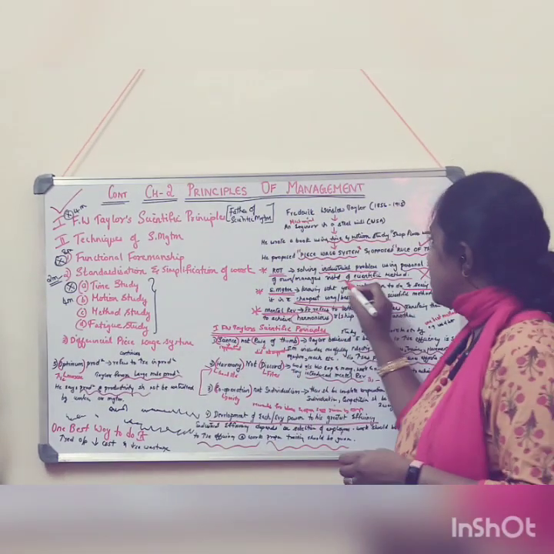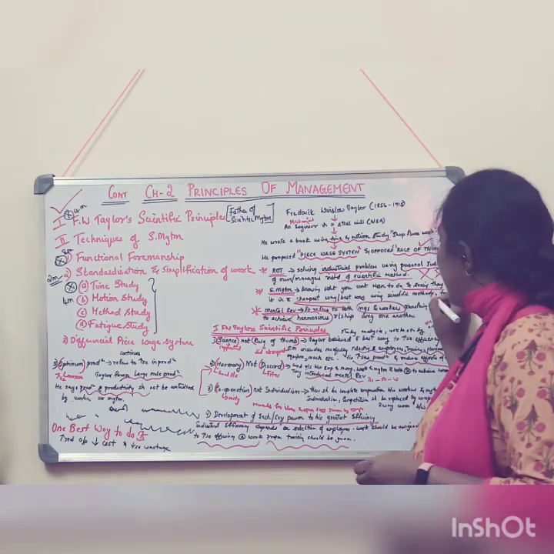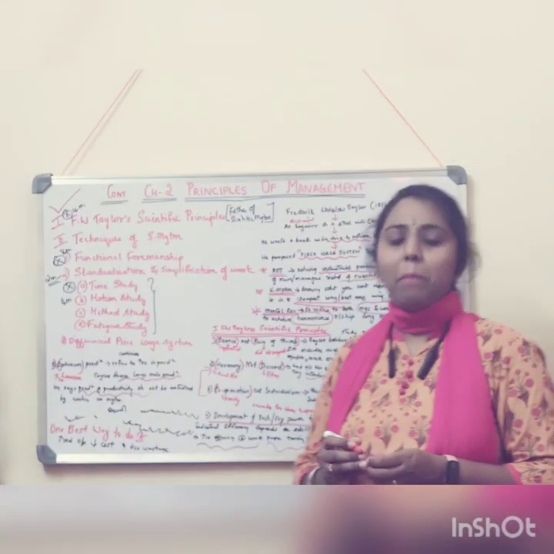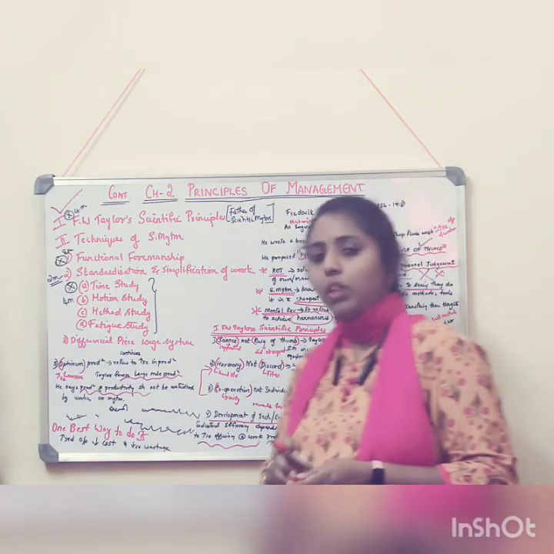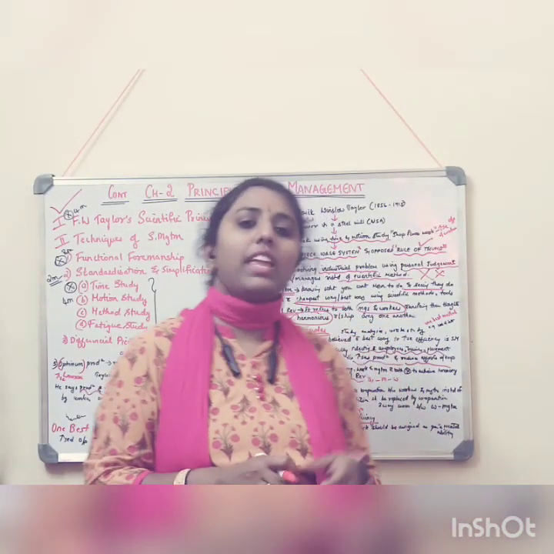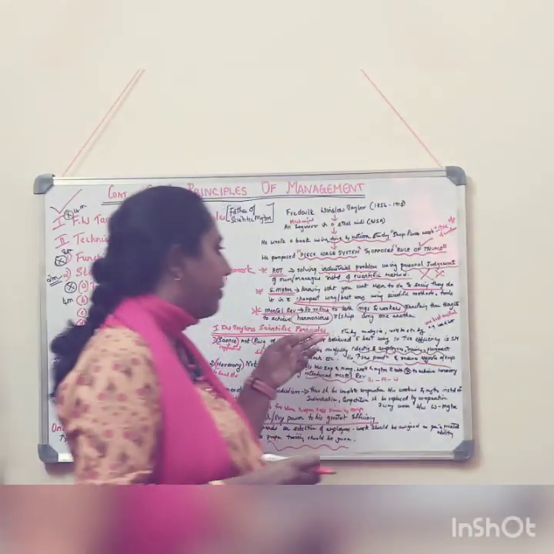Then, scientific management: knowing what you want men to do and seeing that they're doing it in the best and the cheapest way. Mental revolution: it refers to both managers and workers transferring their thoughts to ensure good harmony and good relationship between both of them.